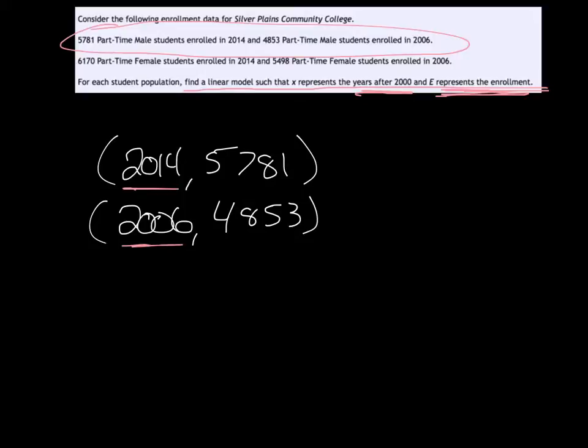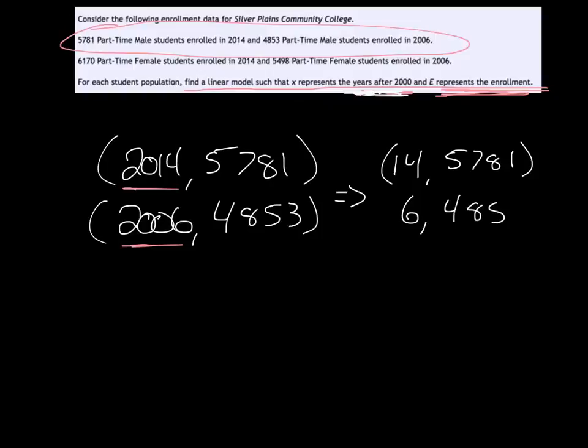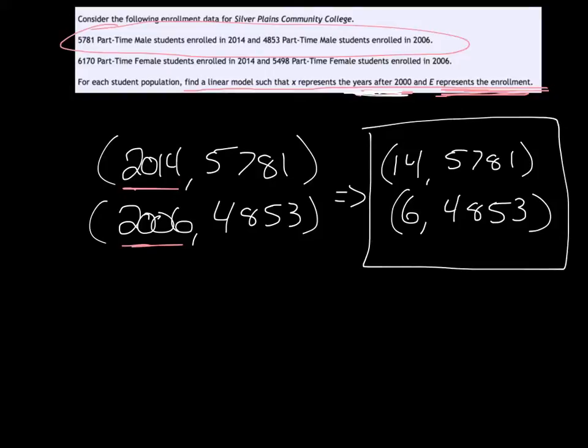The important thing is that we need our X values here to be in terms of years after 2000, so we're not going to use 2014 and 2006. Instead, we're going to use these ordered pairs with our X values represented as years after 2000. So this will be 14 instead of 2014, comma, 5,781. Instead of 2006, years after 2000 means 6, and 4,853. So this is the first significant step, to use these two ordered pairs for the information.